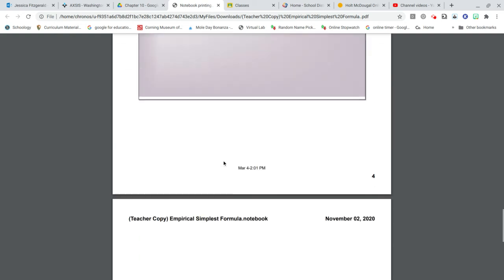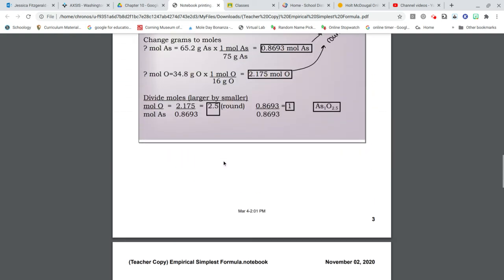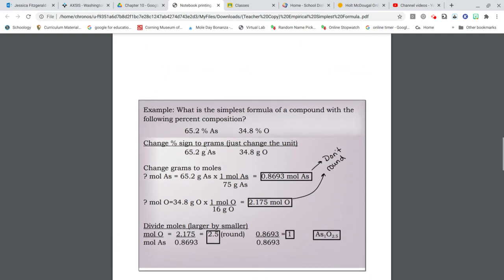So with this example, since we're given our percent, percent to mass is just simply changing your percent sign over to grams.